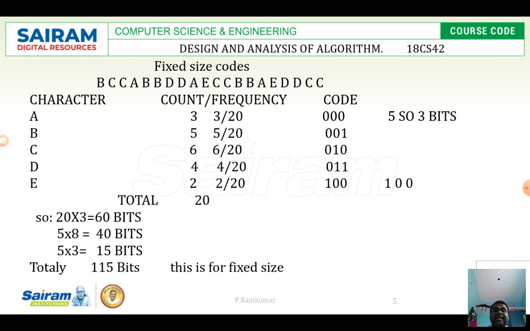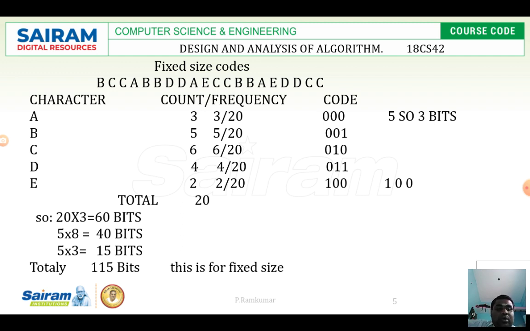In fixed length size, I am going to maintain a table. In that table, there will be 3 different columns: one is character, another one is count or frequency, third one is code. In the character column, I will list out the characters that appear in the given message. In the 20-size message, A, B, C, D, E are repeatedly appearing. So I'll first list out all the characters one by one: A, B, C, D, E.